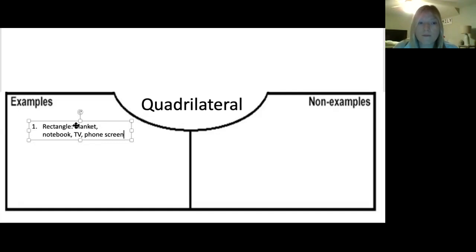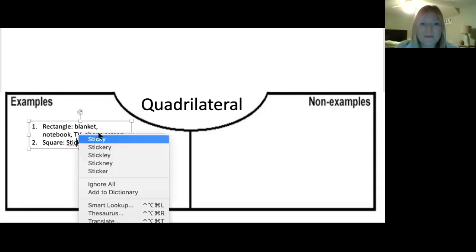All right. Besides rectangles, what other shapes are quadrilaterals that you can think of that you can see around? So we have rectangles. What else has 4 sides? Square. Awesome. And what can you think of that would be a square? Maybe something in your room. Look what I've got. I've found one. What is this? A sticky note. Yes, awesome. So I'm gonna put sticky note. A sticky note is a square. I think that, yep, perfect.